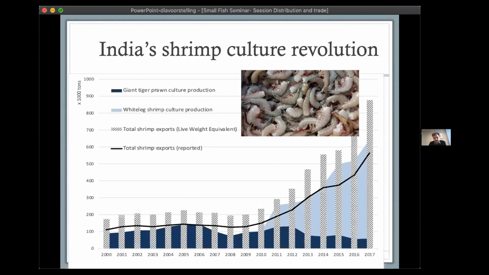And all this white leg shrimp is for export. Virtually all of it is being exported, and to grow this shrimp it requires a lot of feeds, and for these feeds we require a considerable amount of fish meal. Next slide, please.